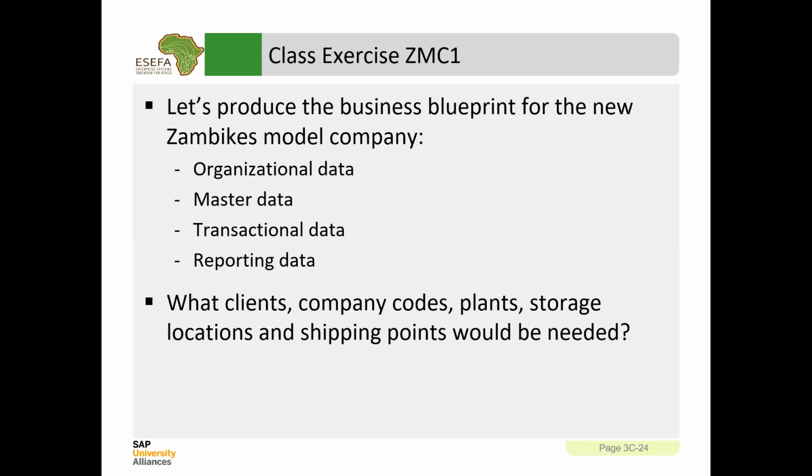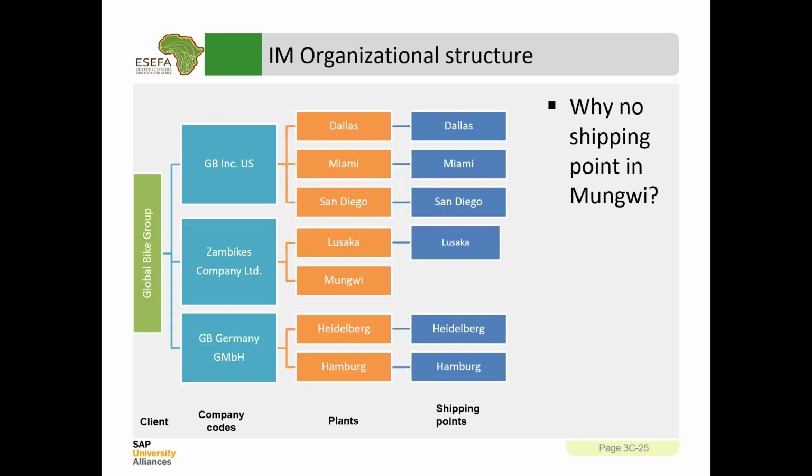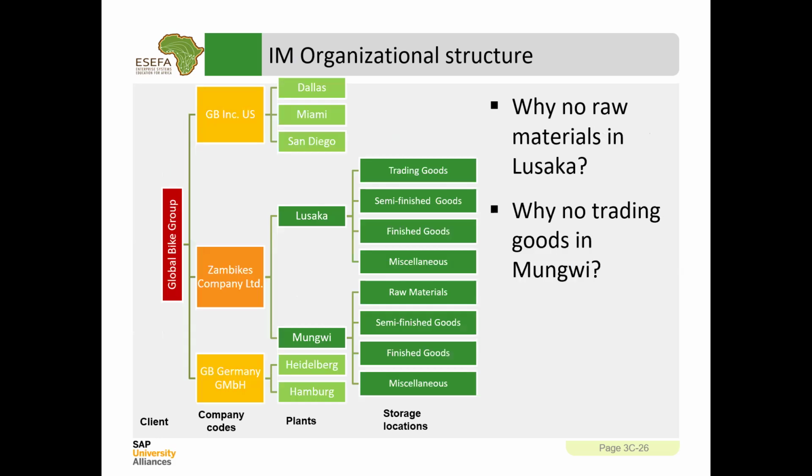As an exercise, we're asked to produce the business blueprint for the new Zambike company. The client, company code, plant, and storage locations are provided, and that is what has been supplied in this organizational chart. We see the client, the company code, and the plant. So when you see Lusaka from now on, he's talking about the plant. When you see Mungwi, he's talking about the plant. You see the shipping point, and all that has to be supplied.